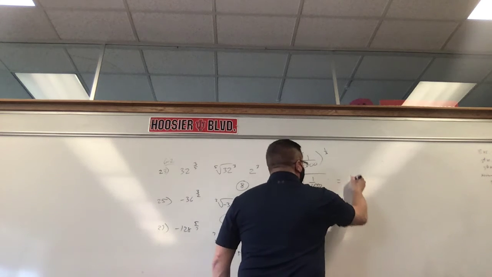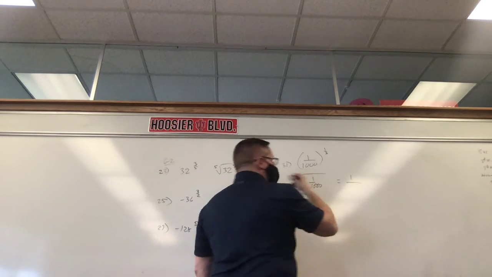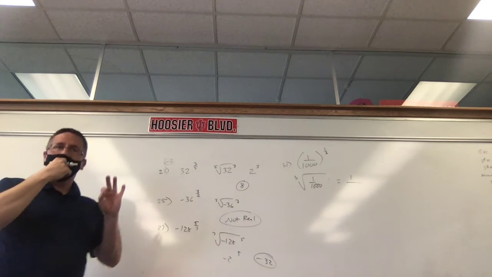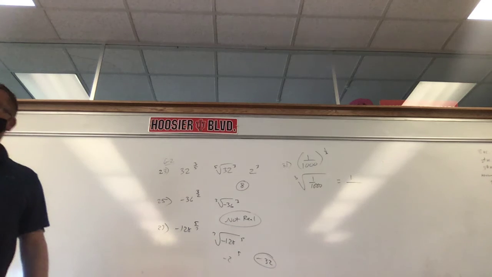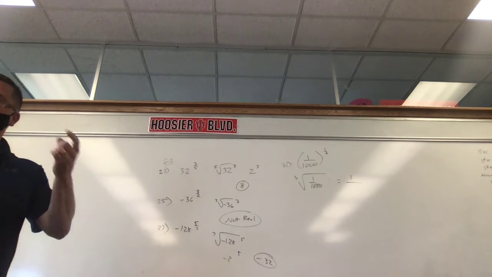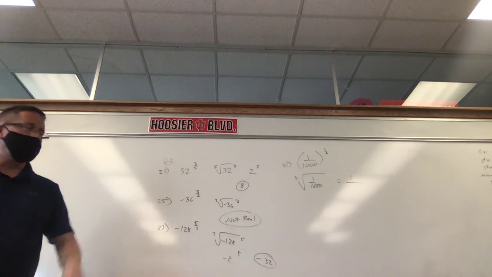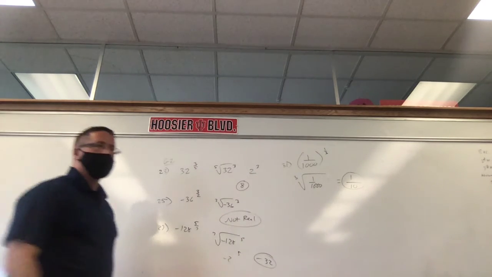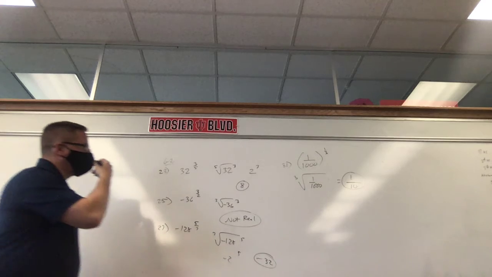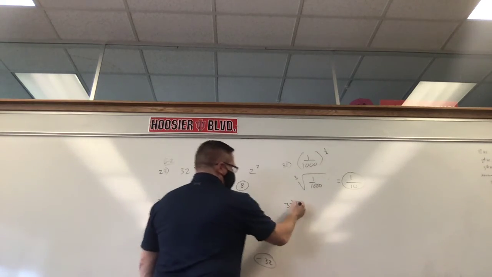So 1 over, what's the cube root of 1,000? What do you times by itself 3 times? 10. Why? 10 times 10 times 10. What is 10 times 10 times 10? Oh, no, 1,000. 10 times 10 is 100. Times 10 is 1,000. So the answer is 1/10. Okay? 33. Last one to do with you guys.